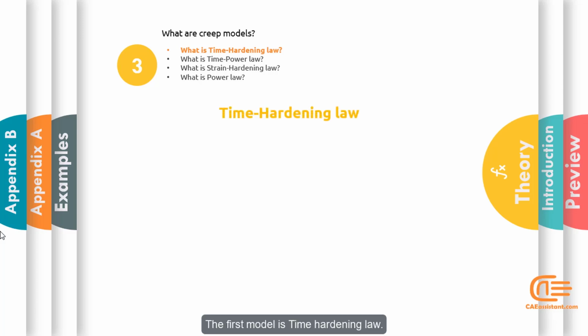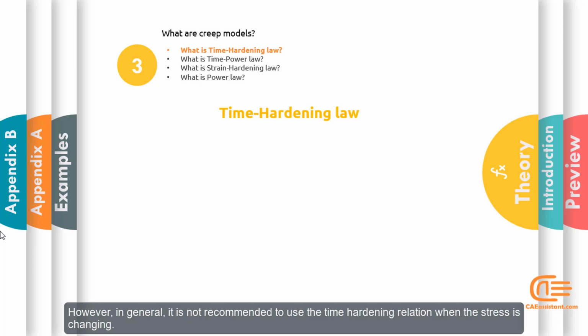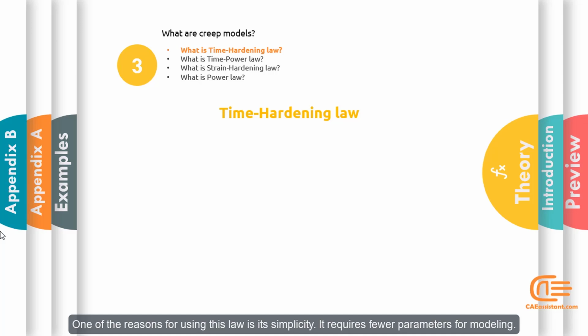The first model is the time-hardening law. When dealing with loading conditions where the stress or temperature is changing, it is necessary to have a proper hardening relation to accurately model the material behavior. However, in general, it is not recommended to use the time-hardening relation when the stress is changing. One of the reasons for using this law is its simplicity. It requires fewer parameters for modeling.